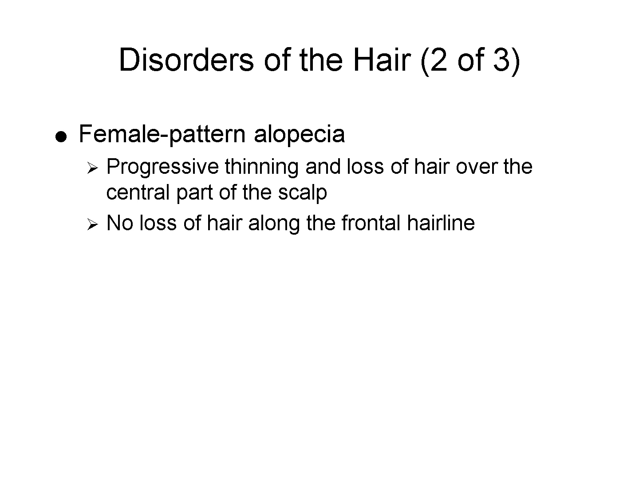In female pattern alopecia, hair thins over the central scalp, but the frontal hairline is typically preserved. It progresses gradually and may be influenced by genetics, hormones, and aging. Unlike male pattern baldness, women don't usually develop complete baldness. Treatment options include topical agents, hormone therapy, and hair restoration procedures.